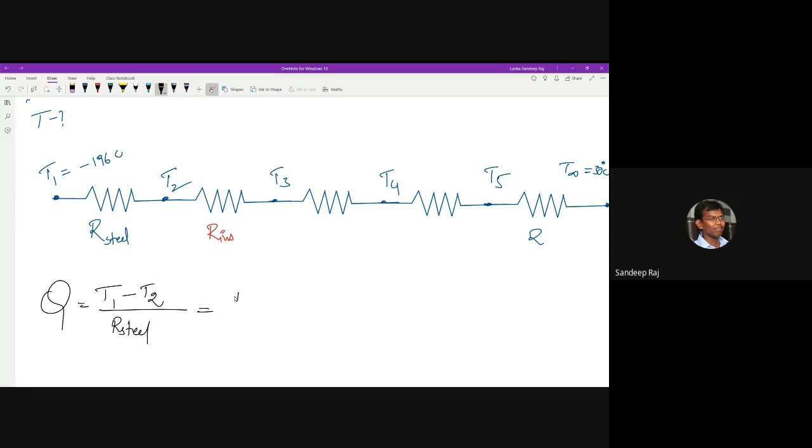Then I can use T2 minus T3 by R insulation. This is R insulation 1. Now, if I do this, I will know T3. Then I'll make use of this: T3 minus T4 by R contact. This is R contact. This is R insulation 2. So that is equal to. If you do this, you will know what is T4.